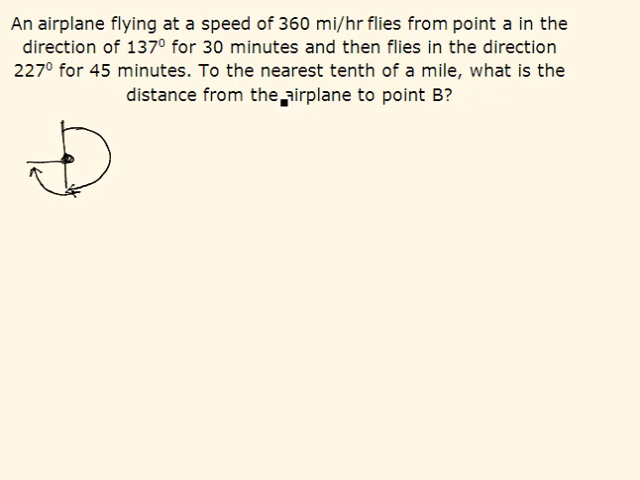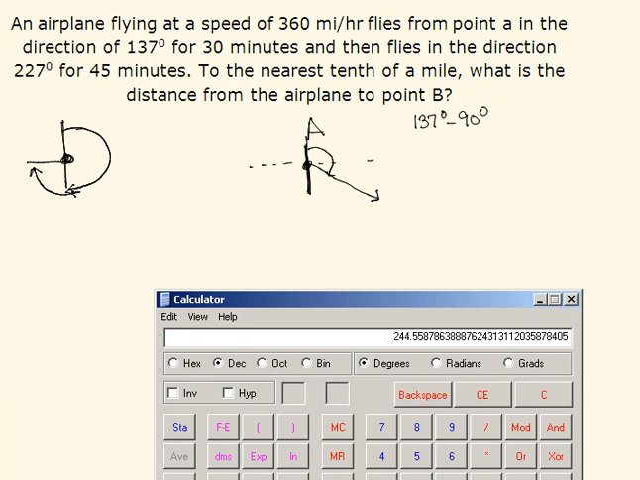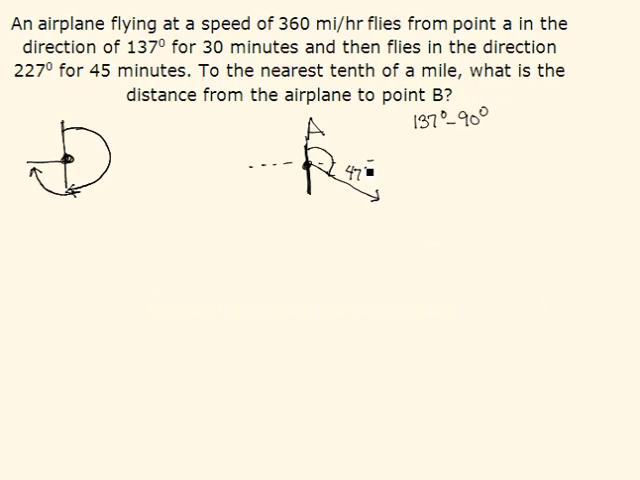So now I'm ready to draw my picture. I start with a point A, drawing in my north-south axes, and I'm going to go in a direction of 137. 137 is over 90 but less than 180, so it would be taking an angle such as that. I would know that 137 degrees minus 90 degrees gives us 47 degrees, which is this angle right here.